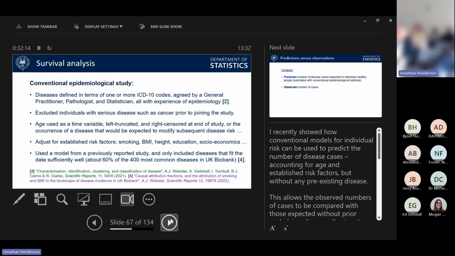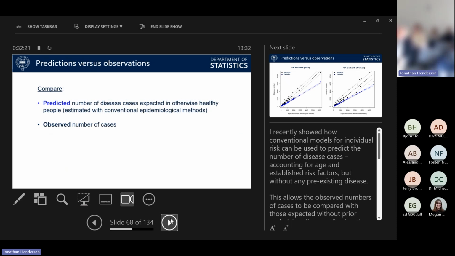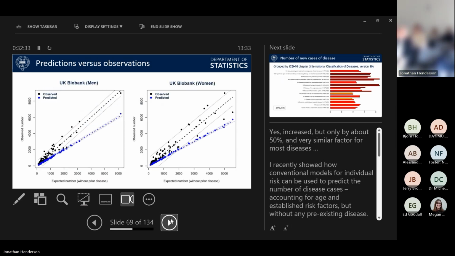And you get your estimates for people who are otherwise healthy, really. Okay, and then what we do is we compare the predicted number of disease cases in this cohort, the UK Biobank cohort, with what is actually observed. So we've got the predicted cases in blue, the observed in black, men on the left, women on the right.